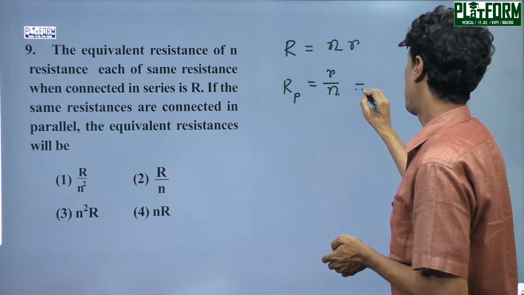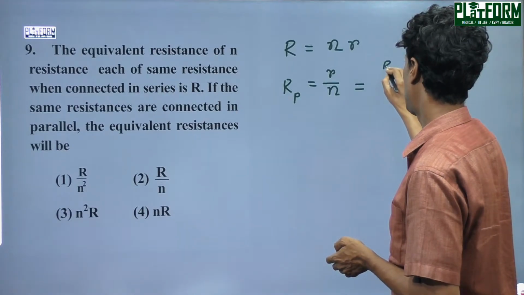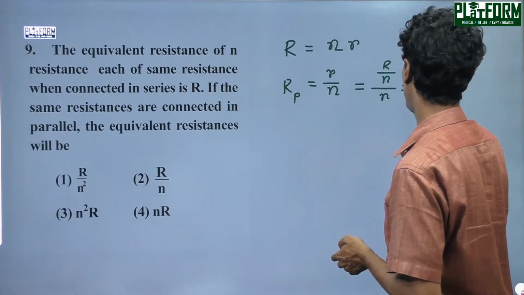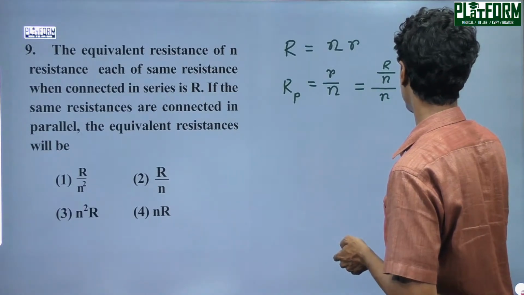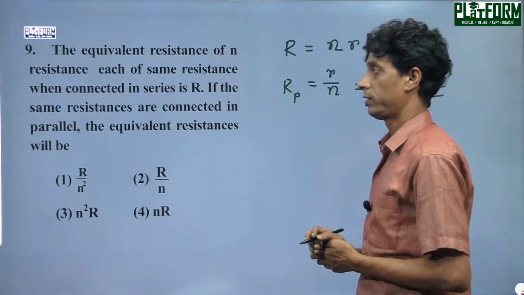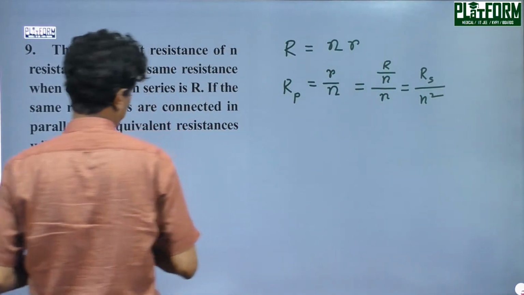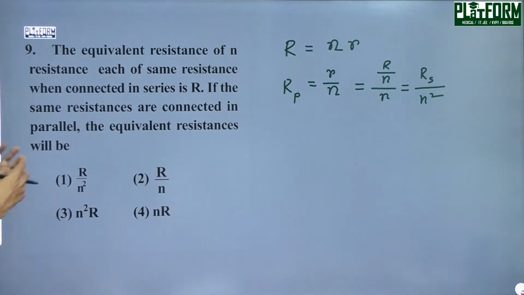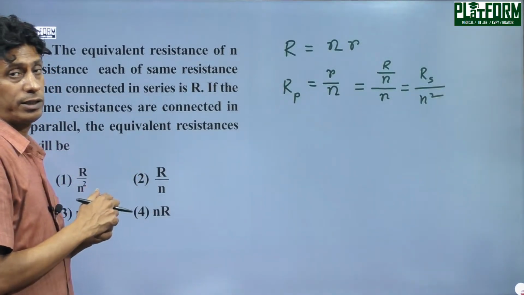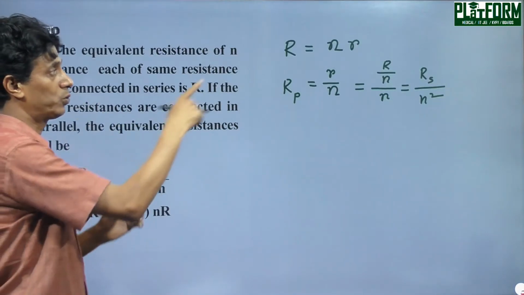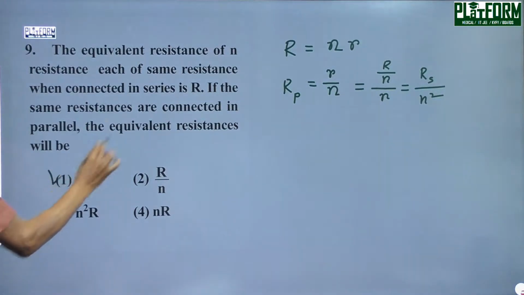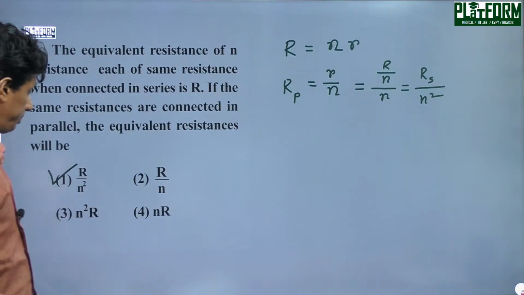So replacing r, it is R by n, and R is the equivalent resistance when connected in series, so it is n square. In the problem, the equivalent resistance when all the resistors are connected in series is given as R, so Rp, the equivalent resistance in parallel combination, is equal to Rs by n square. Correct option matches with 1. Simple question. Next problem of this session.